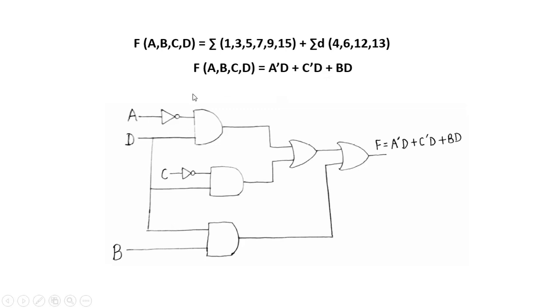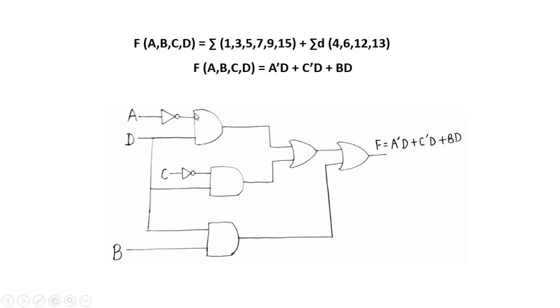Now this was our given function and this is the simplified equation. So we can implement it with basic gates like this. We have A bar D, C bar D, B D, and we have used these two-input OR gates to finally get our function. Now to implement it using NOR OR, we will keep these OR gates as they are and we will convert all the remaining gates with NOR.